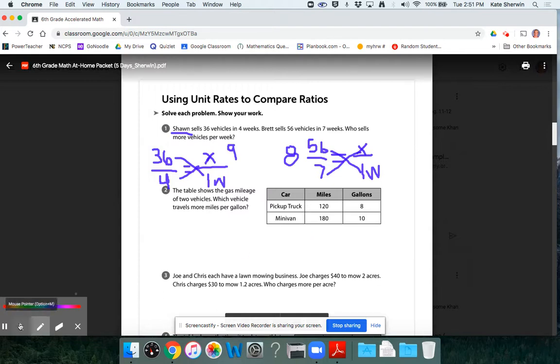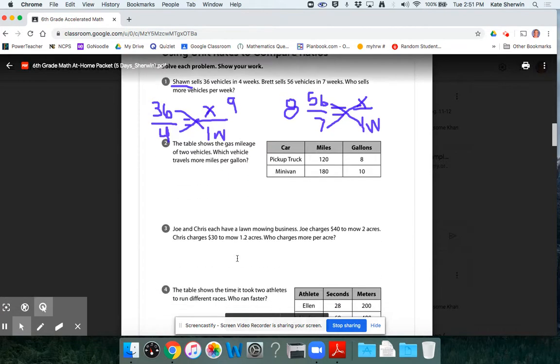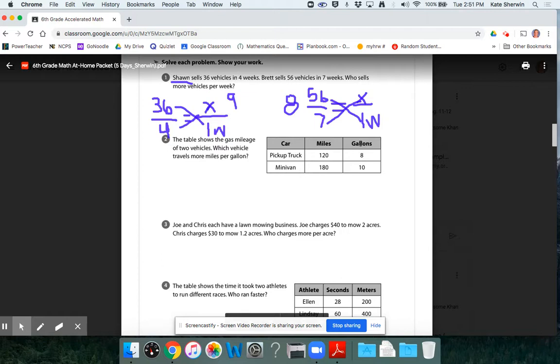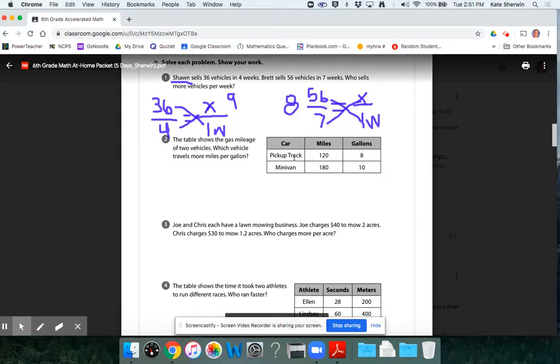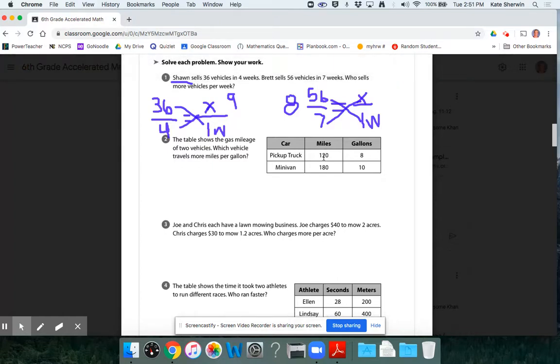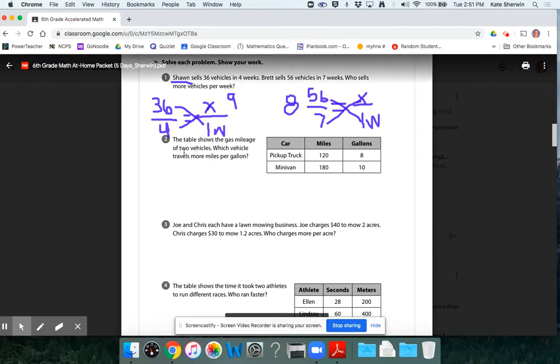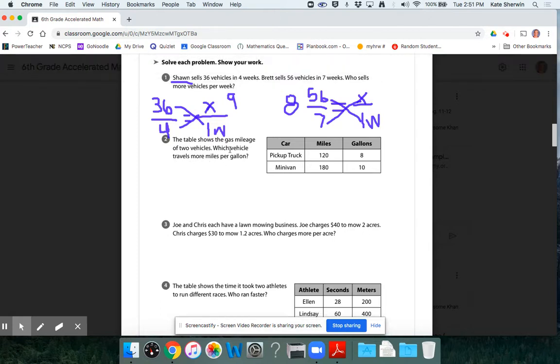I am going to scroll down. Well, let me talk about this table since it looks a little bit different, because you probably have questions about that. It shows the gas mileage of 2 vehicles. So there's a truck. They get 120 miles per 8 gallons, and a minivan gets 180 per 10 gallons. So it says, which vehicle travels more miles per gallon?